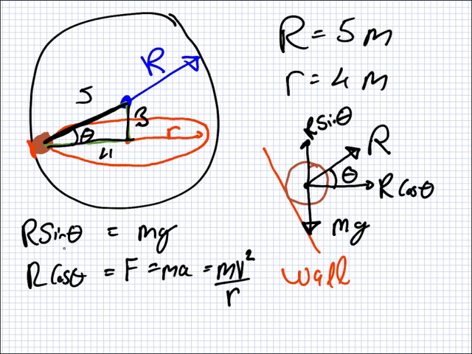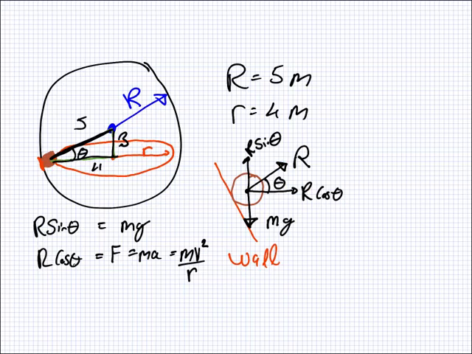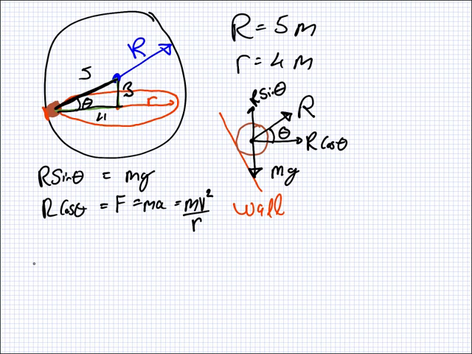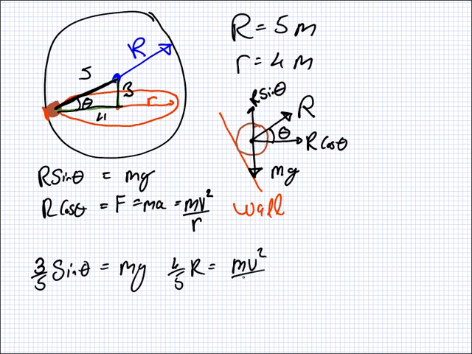So do we know sine and cos? We do. So what's sine theta? That's 3 over 5. R sine theta equals mg. What's cos theta? 4 over 5. And what's the r? What is the radius, this r? Yeah, what do I put here? It's 4. Yeah? So, do I have enough info? I think I do.